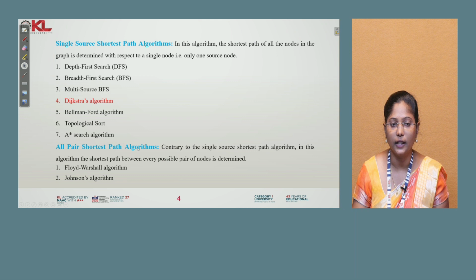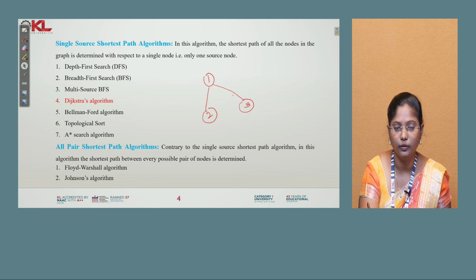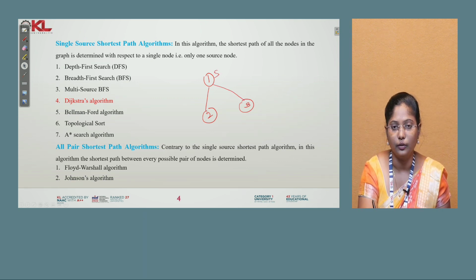And the all pair shortest path algorithm is in contrast to the single source shortest path. There only one source node is available, and here, in this algorithm, the shortest path between every possible pair of nodes is determined. For example, I am giving nodes 1, 2, and 3. Here 1 is my source node. In single source shortest path, from this node the distance will be calculated to every node. But in all pair shortest path algorithm, I will calculate the distance between 1 and 2, 1 and 3, and if available 2 to 3, this we will also calculate. So likewise.